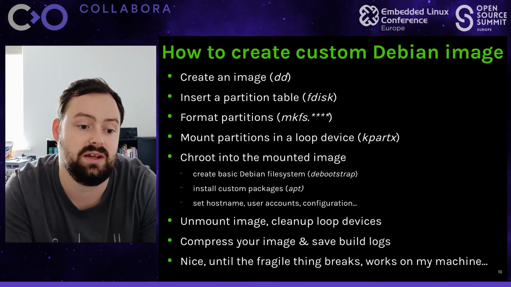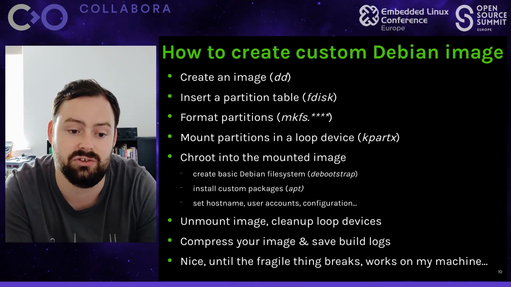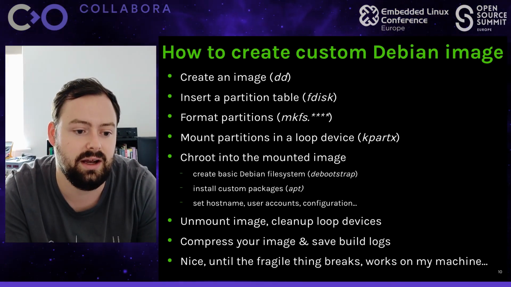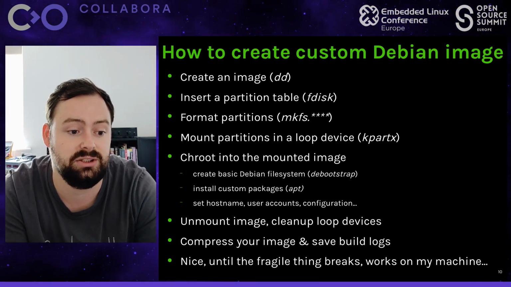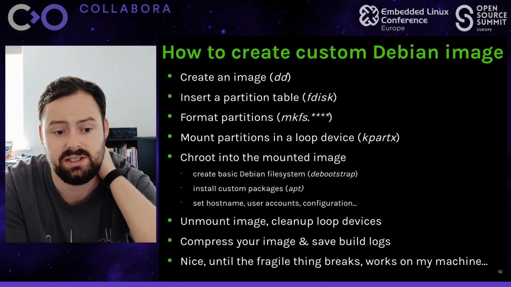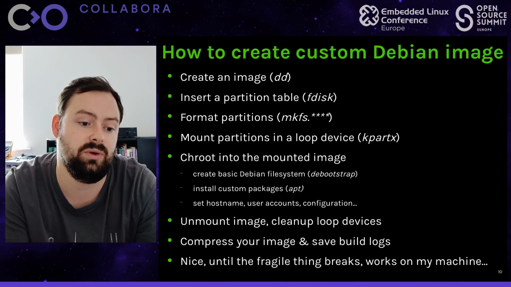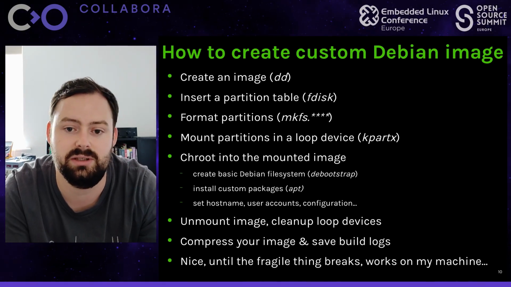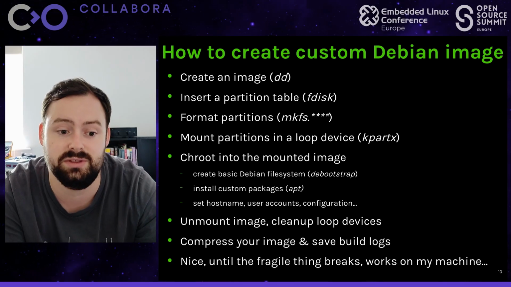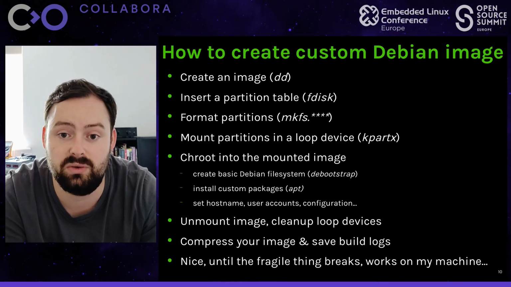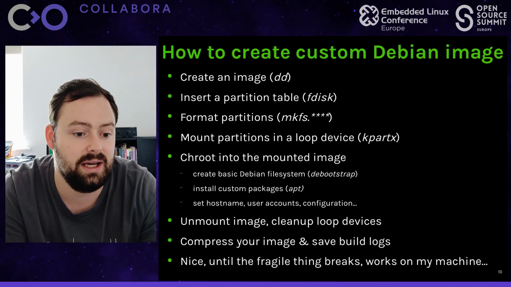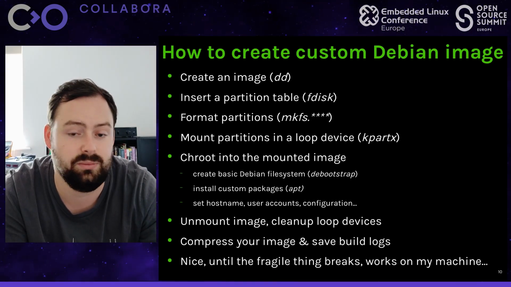After that, you're going to want to set the host name of the system, add user accounts, other configuration, things like that. And then after that, you want to do the cleanup stage where you unmount the image and clean up all the loop devices. And then you're going to want to compress the image to a bmap file if you're going to be flashing to an eMMC, for instance. You want to save the build logs so that people can see what's happened in a reproducible way. And this is nice, it works.